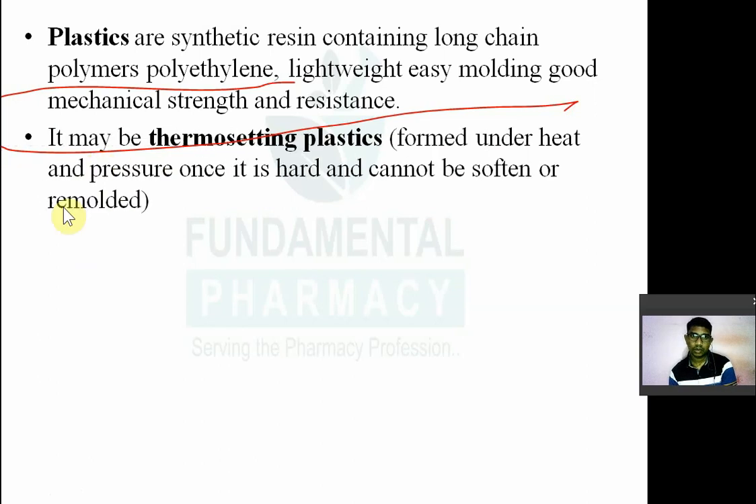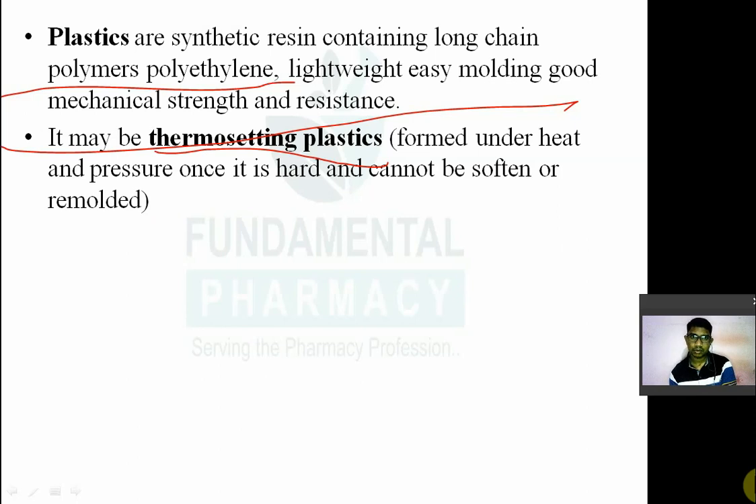So it may be thermosetting plastic. There are two types of plastic. First one is thermosetting plastic. They are formed under heat and pressure and once it is hard it cannot be softened or remolded. Thermosetting plastic में क्या होता है कि प्लास्टिक के कलेट्स अगर आपने हीट किए, एक ही बार में मोल्ड किए तो उसको रीमोल्डिंग नहीं कर सकते. जैसे फॉर एग्जांपल प्लास्टिक की चेयर बनाते समय प्लास्टिक के कलेट को हीट करो और डायरेक्टली मोल्ड करो. एक बार बन गया तो उसको फिर से रिमोल्ड नहीं कर सकते. That is a thermosetting plastic.